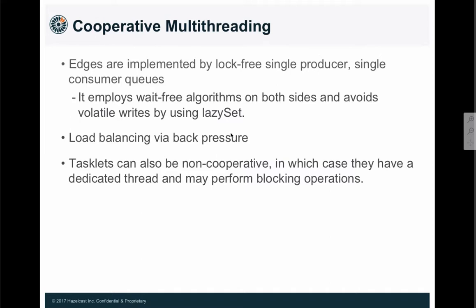The requirement for non-blocking is not completely avoidable, because sometimes you have to deal with file I/O or network I/O. In this case, we also support non-cooperative processors. These have a dedicated operating system thread, and there are no real rules around this. They can do pretty much whatever they want. This is mainly used for sources, when you're reading from a file, writing to network, and such things.